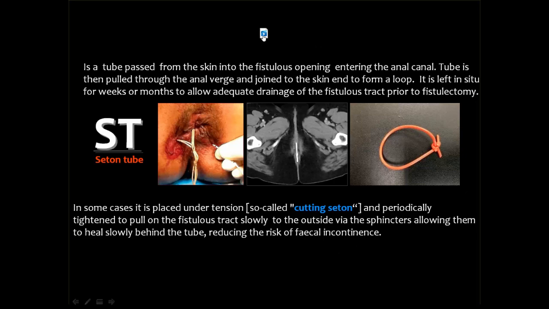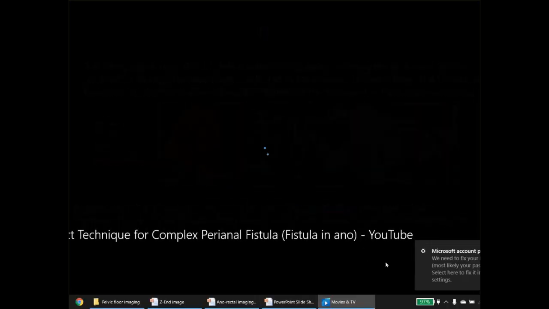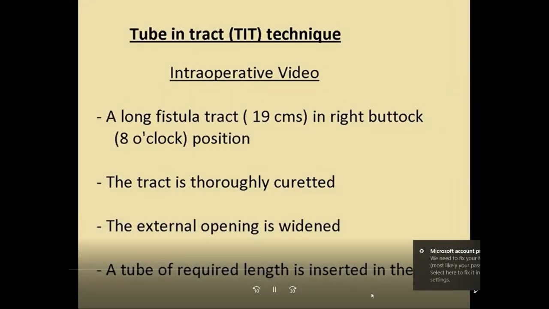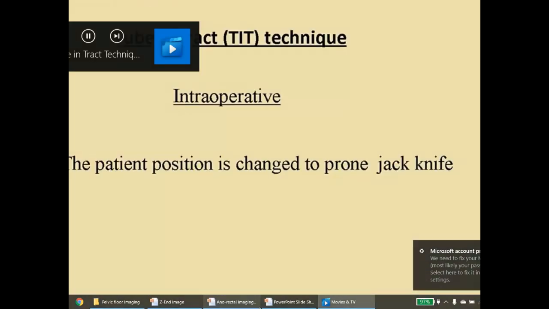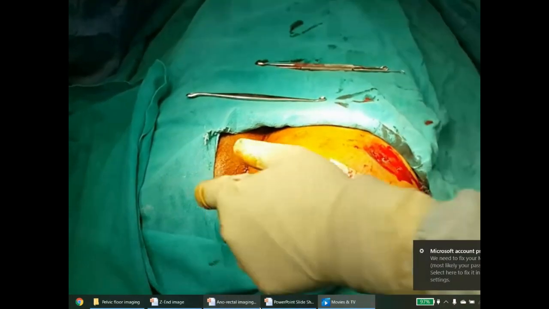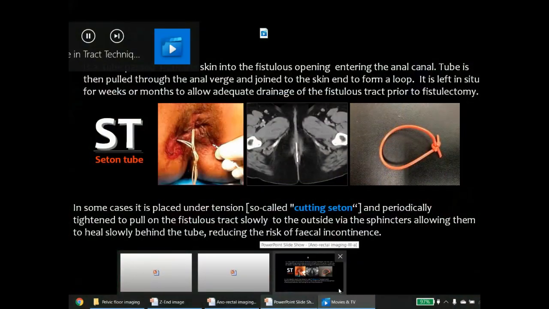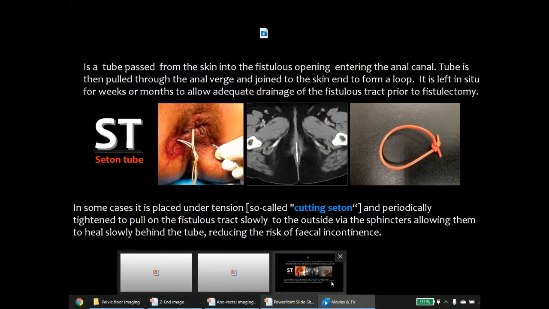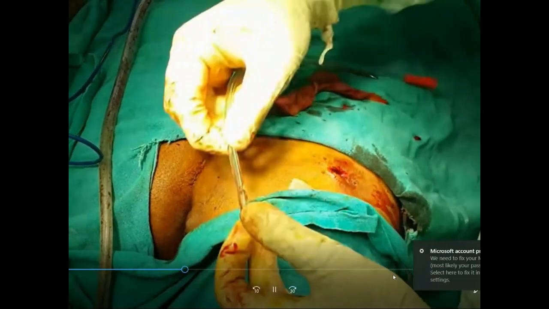And this is also a short video to show you how. This male patient has a long fistula tract in the right buttock at 8 o'clock position. The patient is put in prone jackknife position. The tract is thoroughly curetted. The external opening is widened. The tube of required length is measured and put in the tract. The tube is not sutured to the skin.